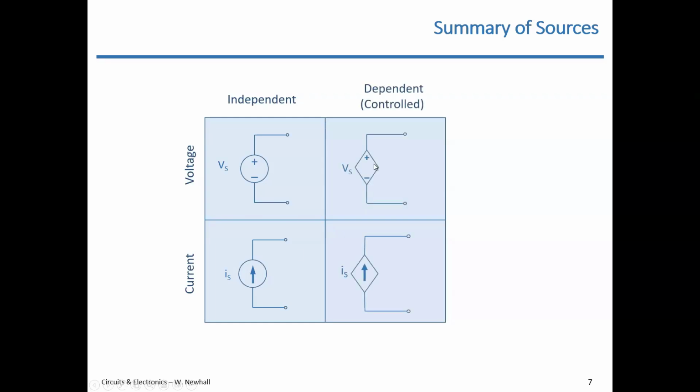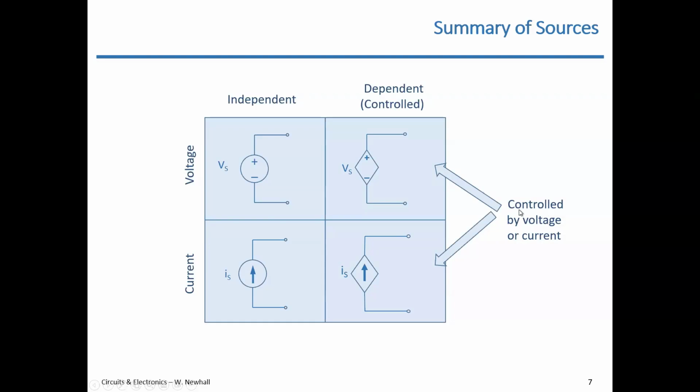So we've covered these 4 different types of sources. Just to remind you, we have current sources and voltage sources, and we have an independent voltage source and an independent current source. These are those 2 schematic symbols. When you have a circle with a polarity or a reference direction, that means independent. When you have a diamond, that means dependent or controlled. And the controlled sources can be controlled by voltage or current. So that's the summary of sources.